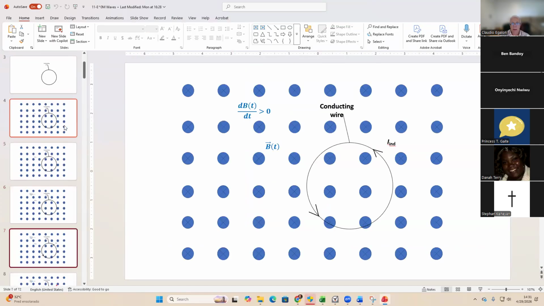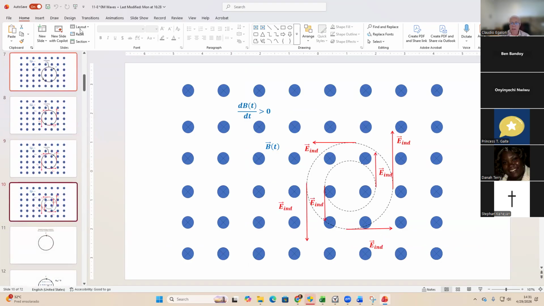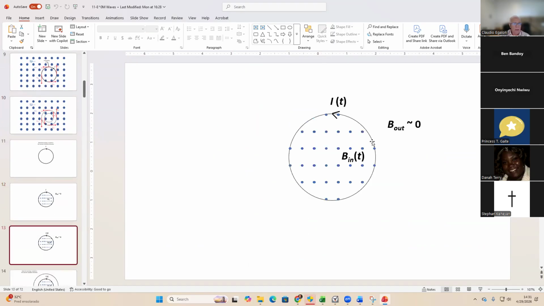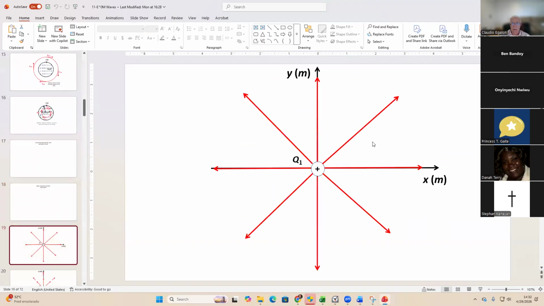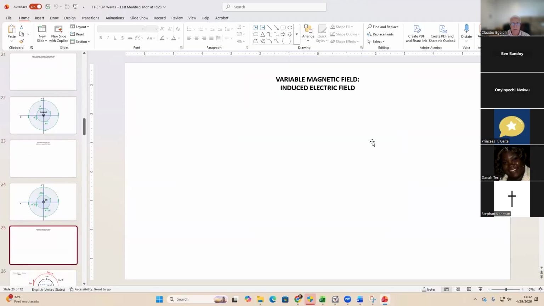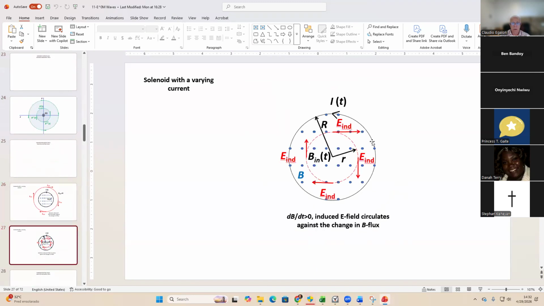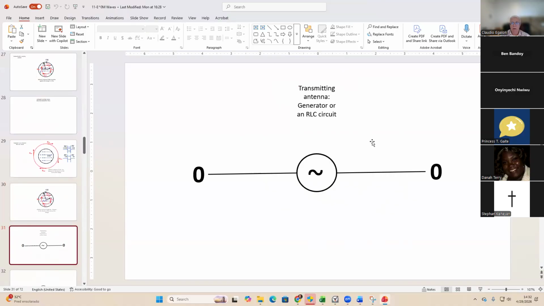Okay, here you go, magnetic field, here you go, electric field. Note that the electric field is perpendicular to the magnetic field, right? And here you go, variable magnetic field. Okay, here you go. Here's my transmitting antenna.